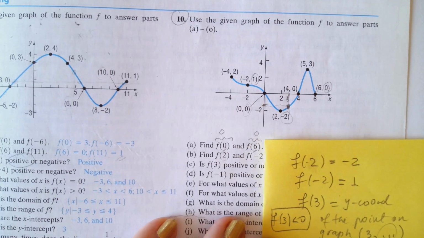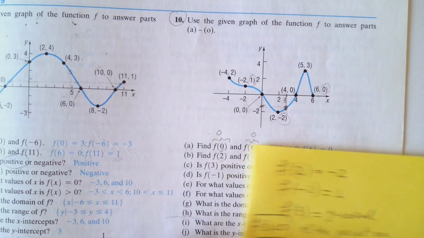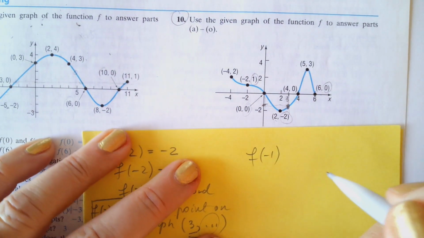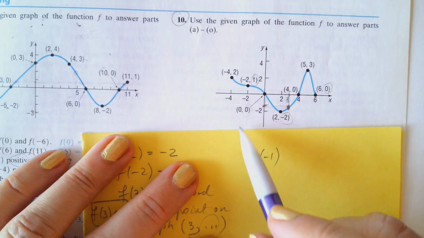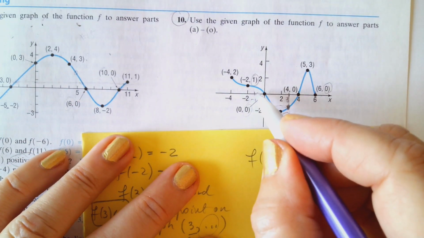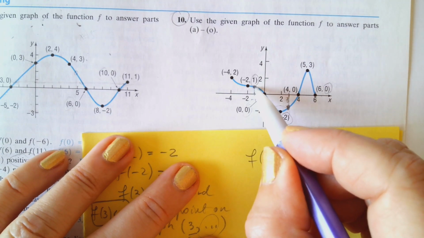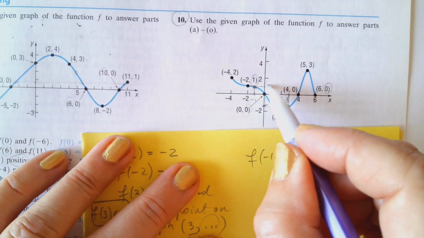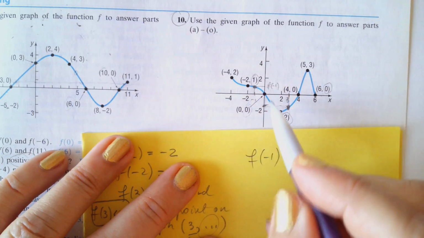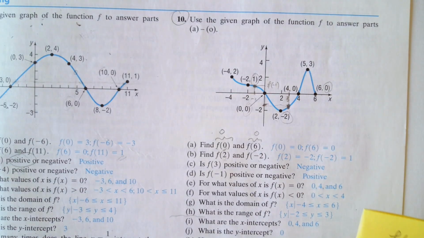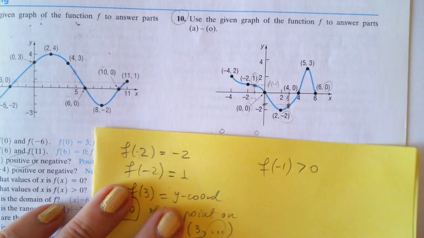Is f of minus 1 positive or negative? So I want to see f of minus 1. Well, minus 1 is right here. So I have the corresponding point on the graph of x coordinate minus 1 right here. So f of minus 1 is this value, as you can see above the origin. So this is positive.